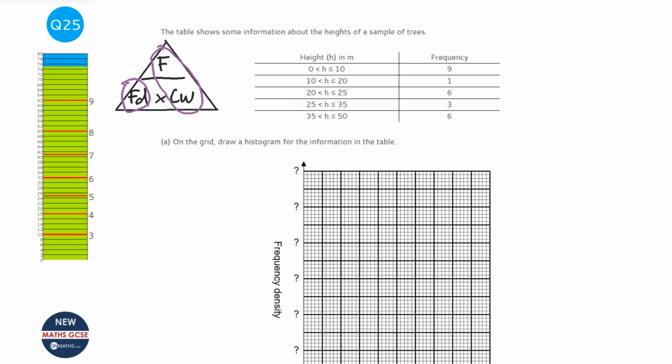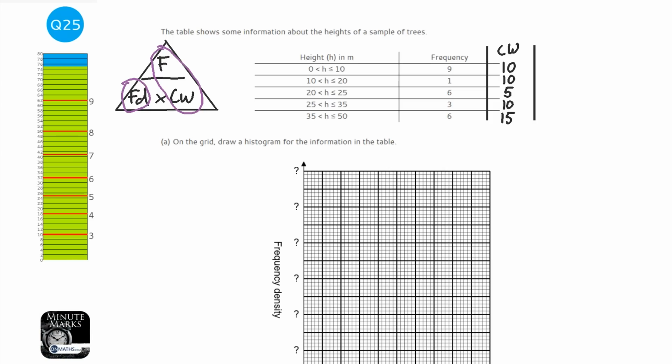Okay, so the first thing I want to plot is our class widths on each of these, because I'll need to know what they are. So the first class width, where it's 0 to 10, so the class width is 10. The next one's 10, and be careful because actually the next one is 20 to 25, so that's only 5, that one. The next one's 10, and the last one's 15.